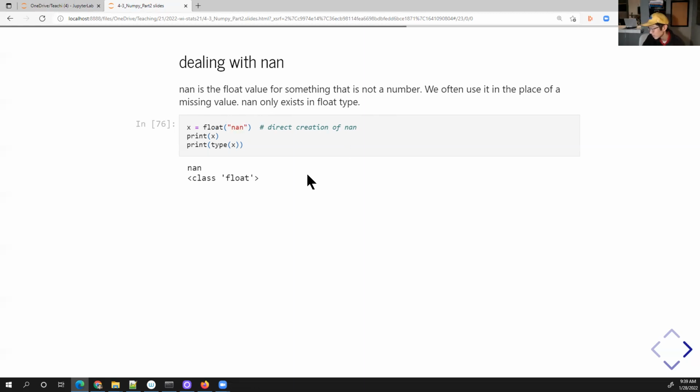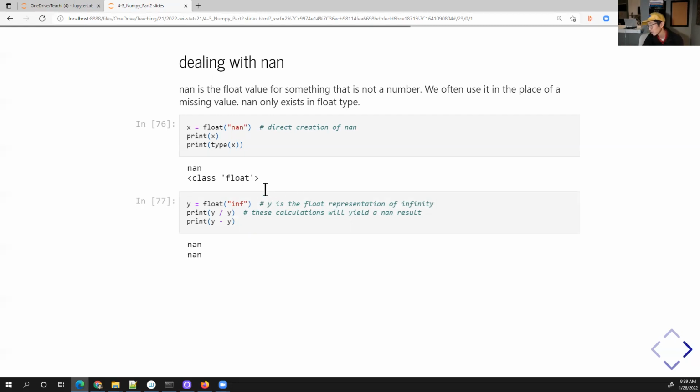You can get nans as the result of some kind of illegal math operation, like 0 divided by 0, but you can also use it in place of missing values. You can designate infinity using float INF. If you try operations like infinity divided by infinity or infinity minus infinity, you're going to get nans. Those are undefined. And if you try to add 2 to a nan value, you're also going to get nan.